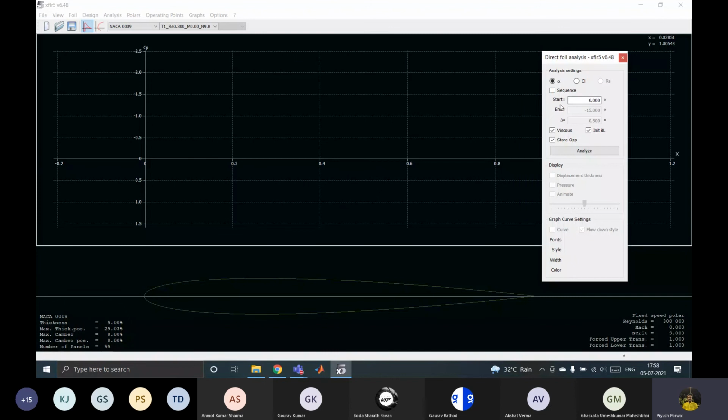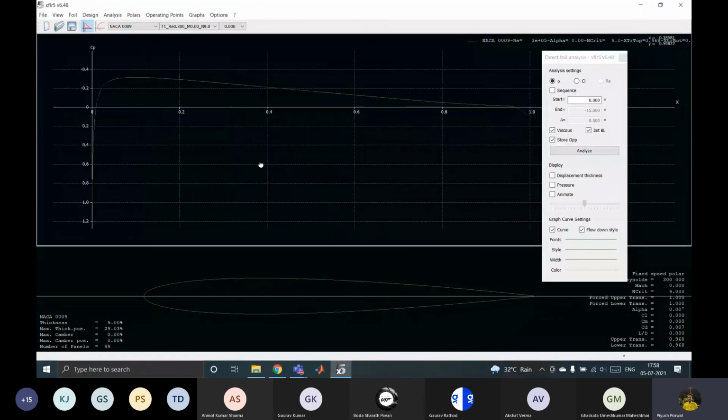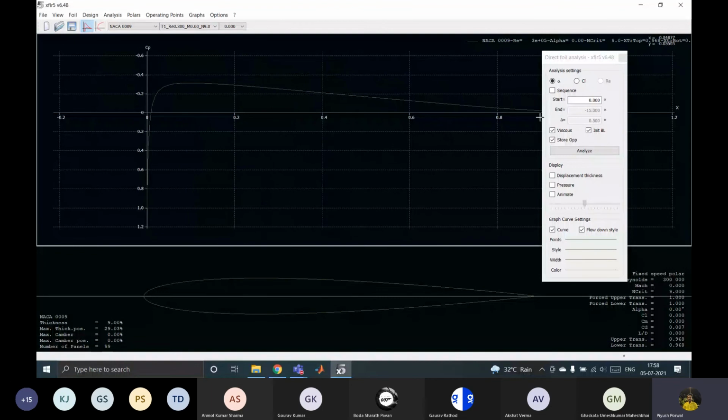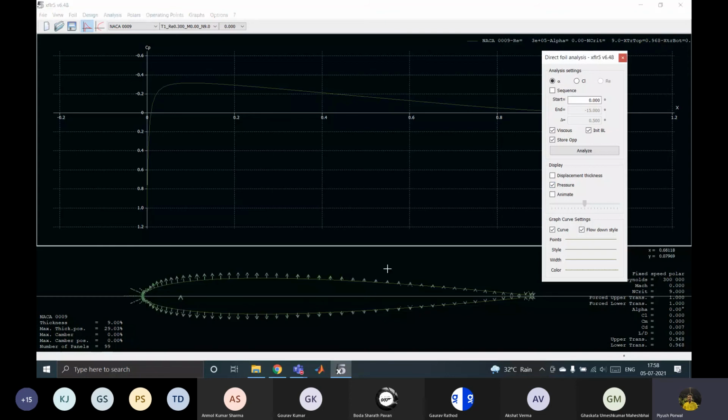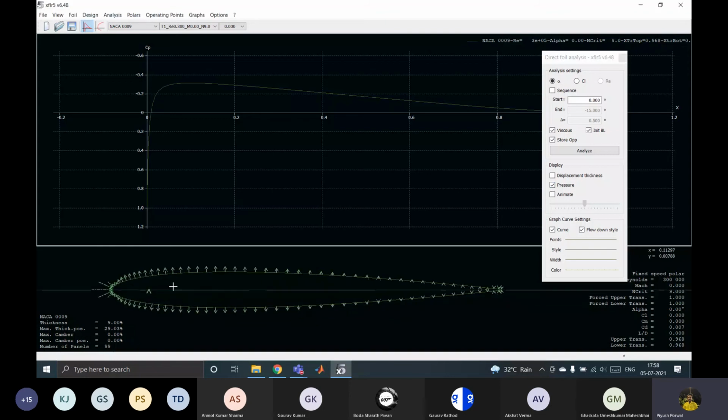First we will perform the analysis at 0 angle of attack. You can see that only one pressure profile is shown. It is because the airfoil is symmetric, so both pressure profiles will be symmetrical. That's why only one graph is shown. When you see the pressure profile, it is almost the same, and the lift generated is 0.